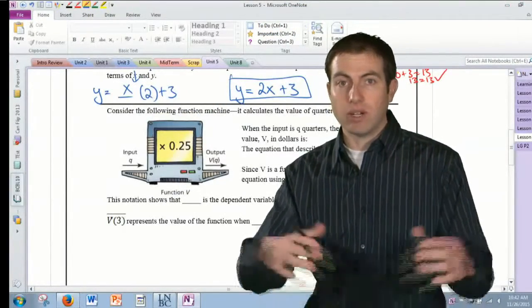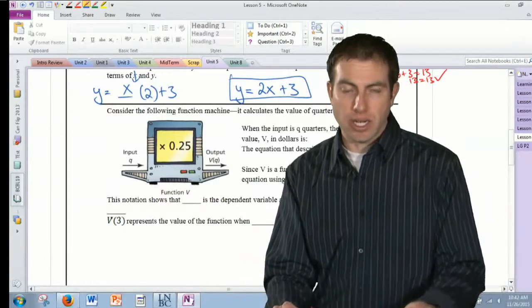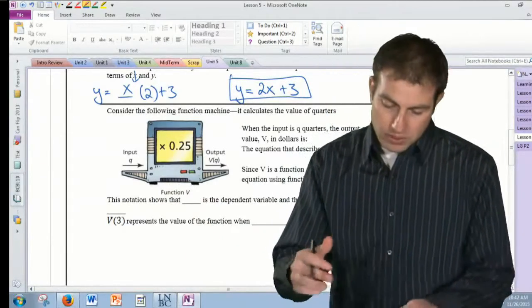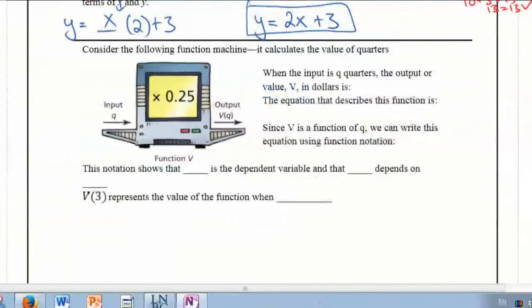Something that would just figure it out for any number of quarters, how much money are you going to end up with? So they've set it up for us here. When the input is Q for quarters, the output is V. Think about it as V as in maybe value. So the value of money you have, if you want to think of it that way. So if I'm going to take the number of quarters I have, how am I going to figure out how much money I have? What am I going to do to the number of quarters to figure out the money?